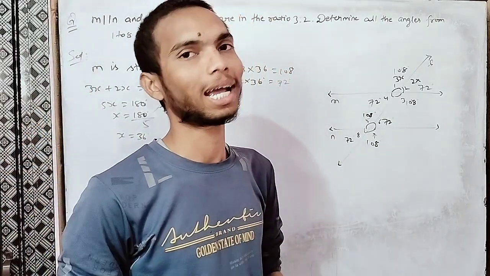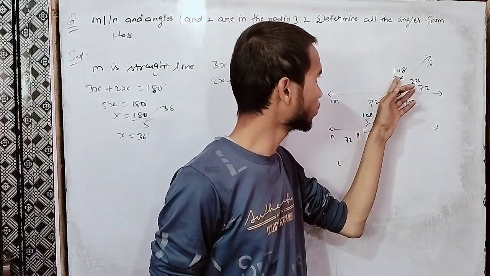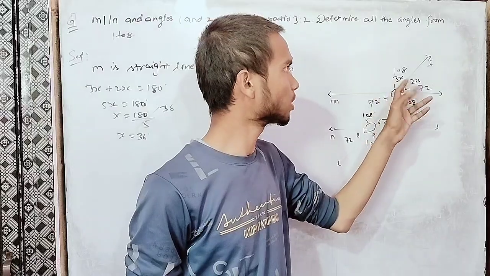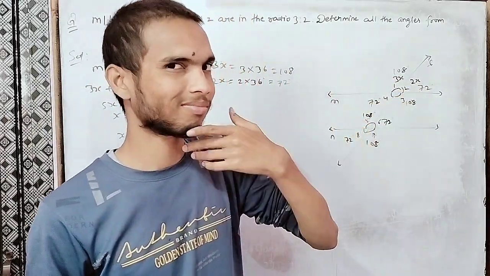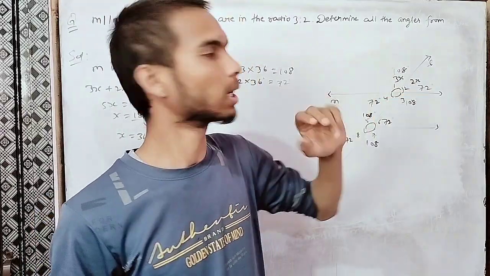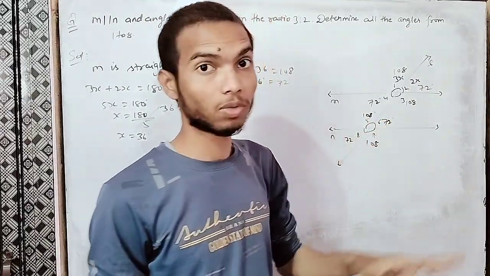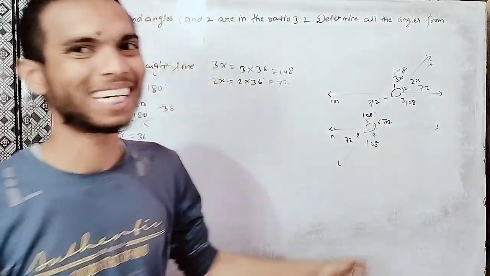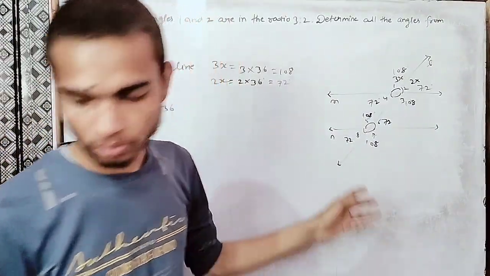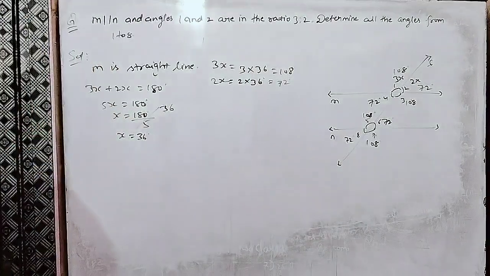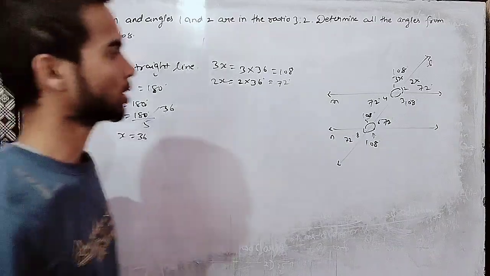Now you can check whether the values of all angles are correct or not. How? The sum of these two angles would be 180 degrees. 108 and 72 is 180. 72 and 108 would be 180. That's it.